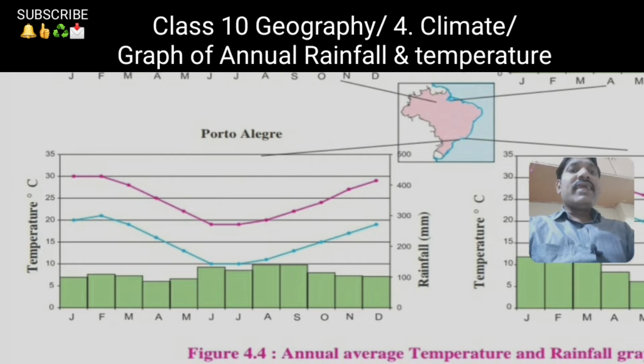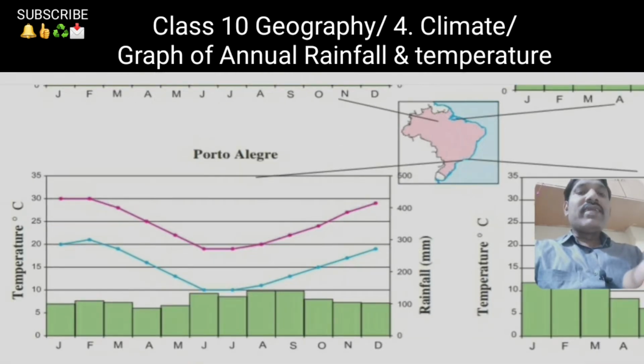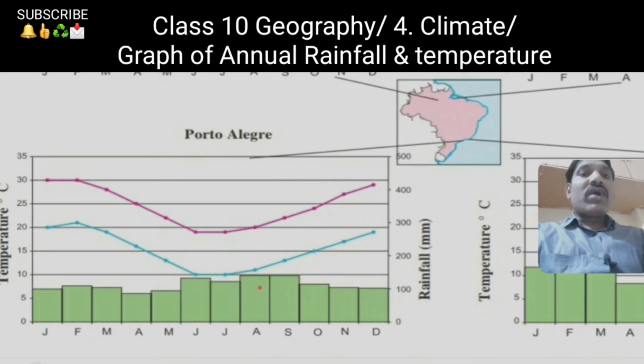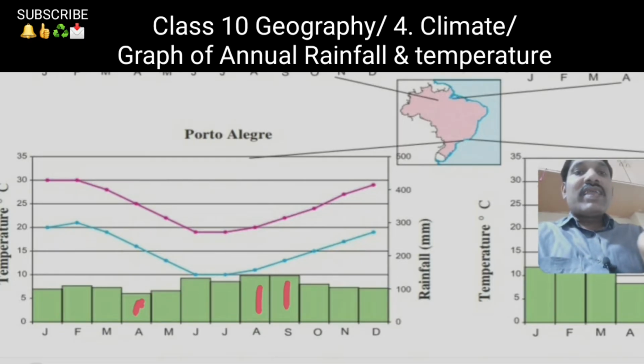Porto Alegre city. Now here we can see the highest rainfall in this city in the month of August and September. We can see the highest rainfall, and the minimum rainfall we can see in the month of April. Now about temperature, here the highest temperature we can see in the month of February, and the lowest temperature in January and in June and July.